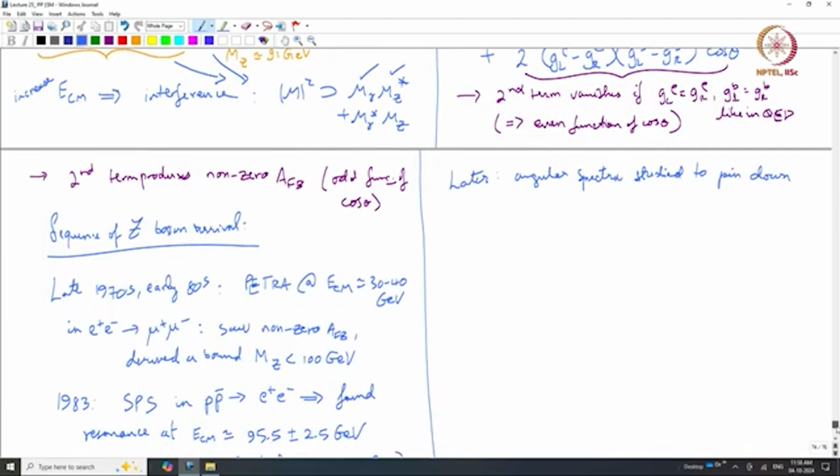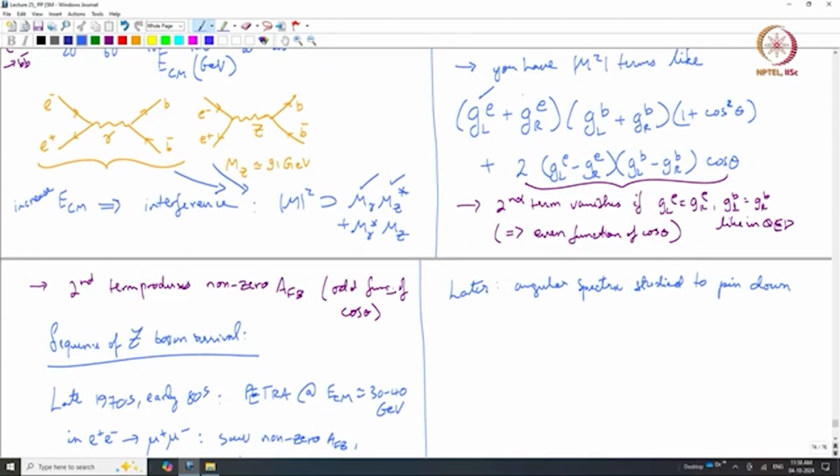So we wrote this GL, GR and all this, right, for different fermions, right? So people actually pin down the chiral couplings of the Z boson, but not only that, they also confirmed that the Z boson they discovered was actually of spin 1 actually. Okay, so sorry, the spin of the Z boson.